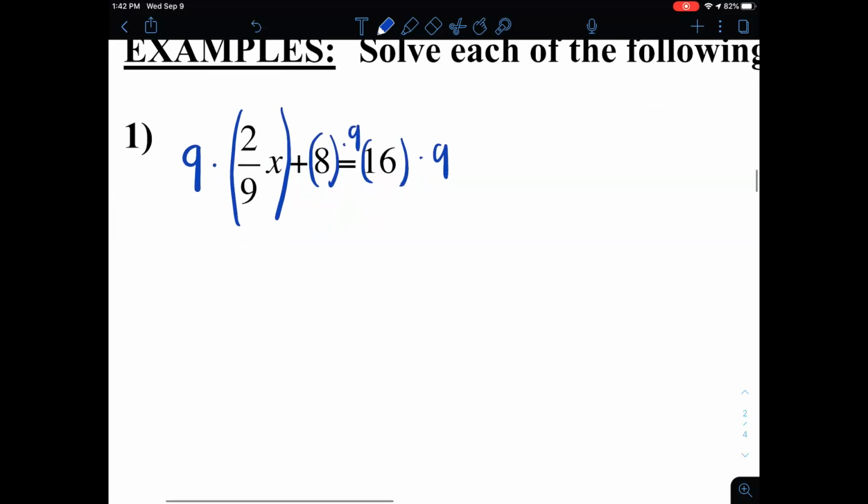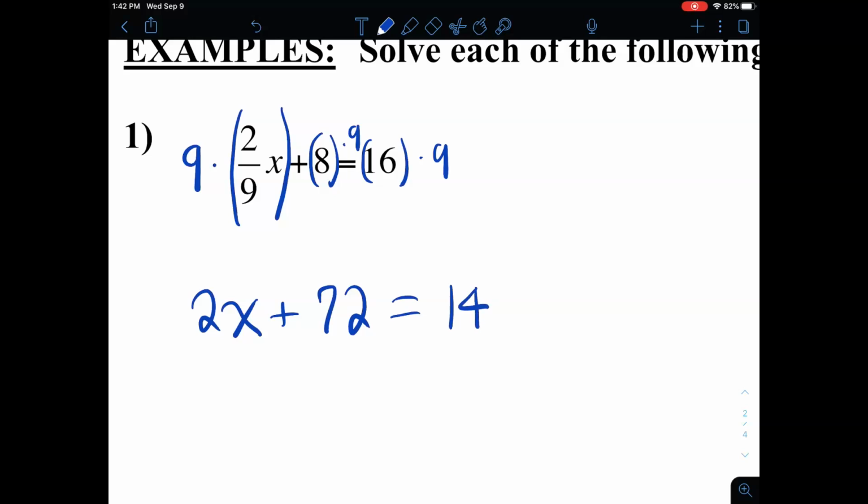So 9 times 2 ninths is going to be, the 9s are going to cancel, we're just going to get 2x. 8 times 9 is 72. And 16 times 9 is 144. All right, anything to distribute? I don't see any parentheses here to distribute. Any like terms to combine? So like terms have to be on the same side of the equal sign. So if we had a 5x right here, these two would be like terms, but we don't. There's no like terms. Now we got to just solve for x.